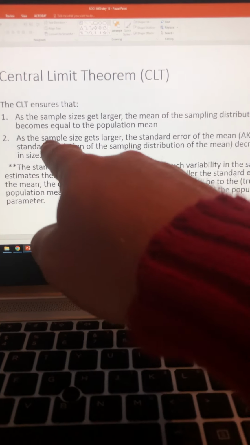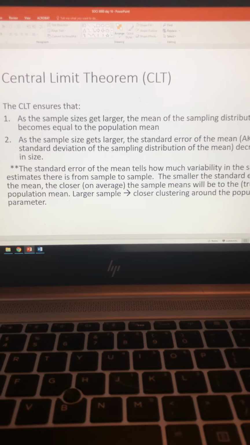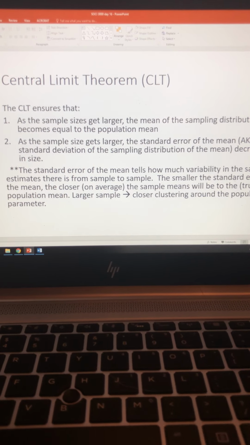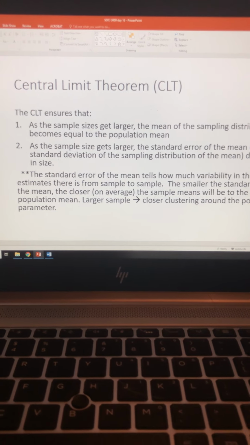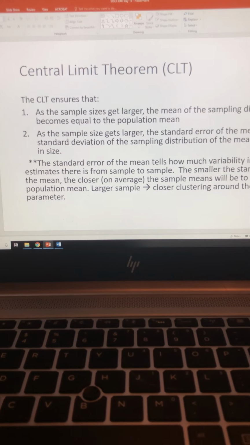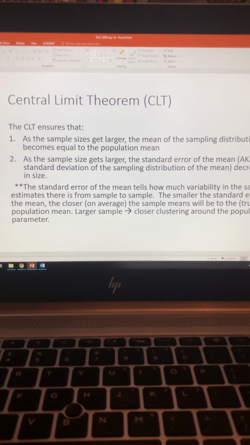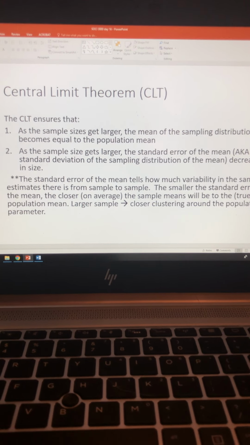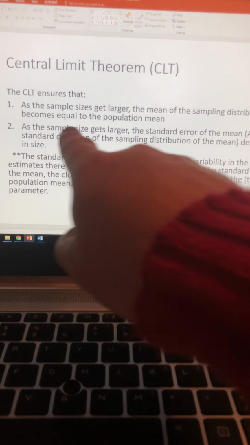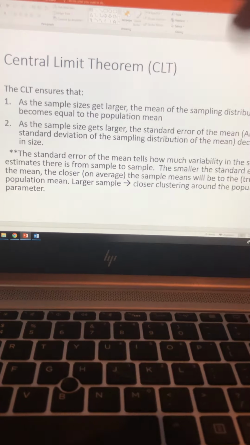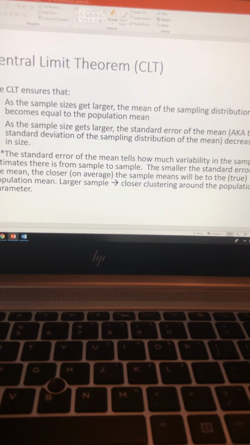The variability side of that is that as the sample size gets larger, the standard error of the mean, aka the standard deviation of the sampling distribution of the mean, right? The standard error of the mean describes the variability in the sample means, and it decreases in size. So it makes sense. Larger sample sizes are going to give you a more accurate representation of the typicalness, and a more accurate representation of the true population parameter in terms of its spread. You're going to have less variability.